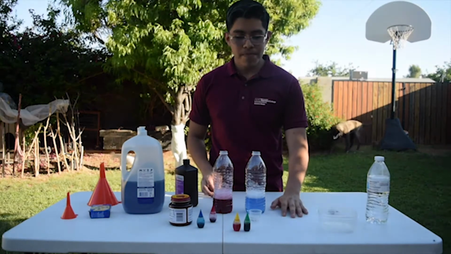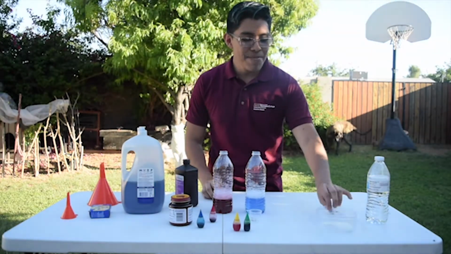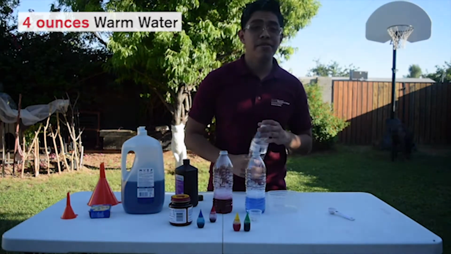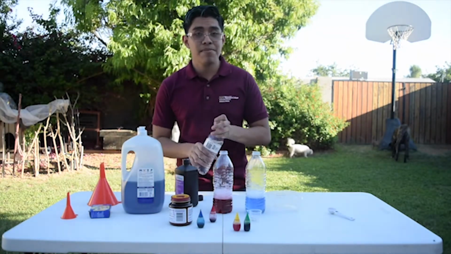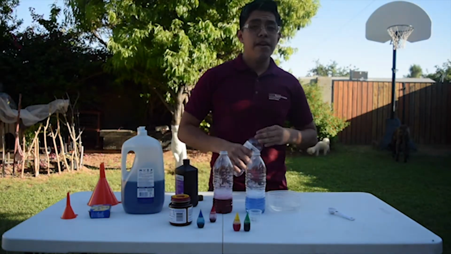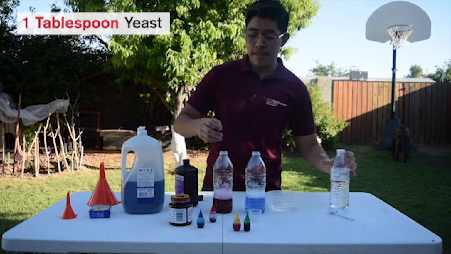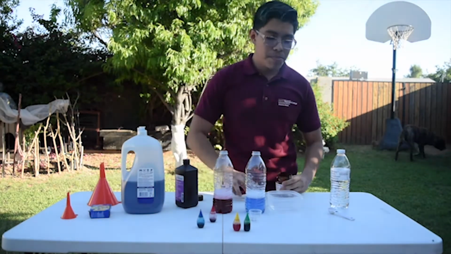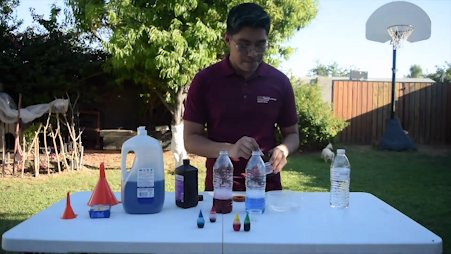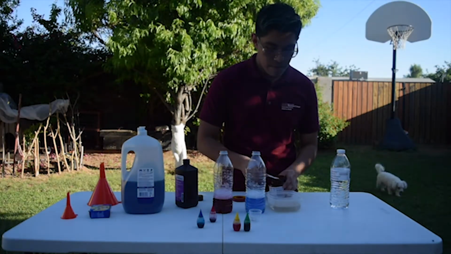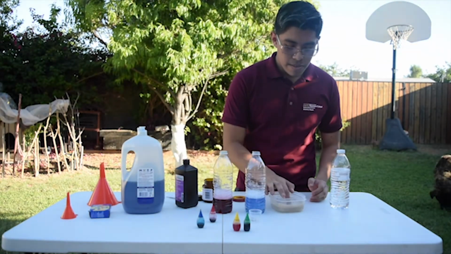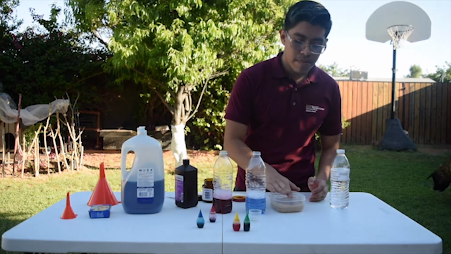We're gonna mix the yeast with warm water. So now with warm water, you need 4 ounces of it. I'm gonna use the same container to measure 4 ounces for it. Now after that, you need a tablespoon of yeast. But since I only have a teaspoon measurement, 3 teaspoons is 1 tablespoon. So we're gonna do that. We're gonna mix this up. See where the yeast mixes up with the water.